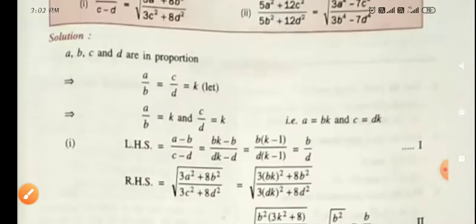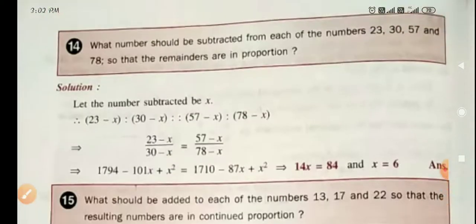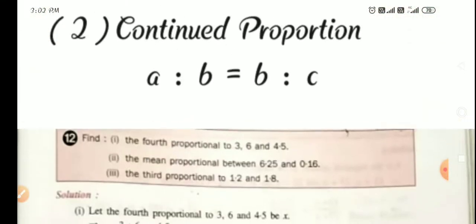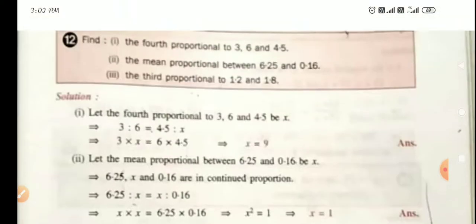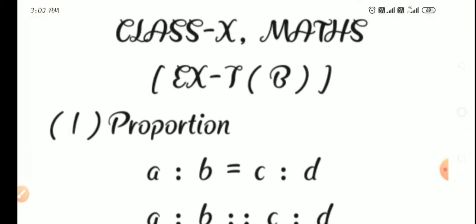So these were the examples based on proportion and continued proportions. These are not tough examples, and such type of questions you are going to get in exercise 7th B. In this exercise you can solve all the questions. If you have any doubt, in comments you can write your doubts. I will clear your doubts in comments.